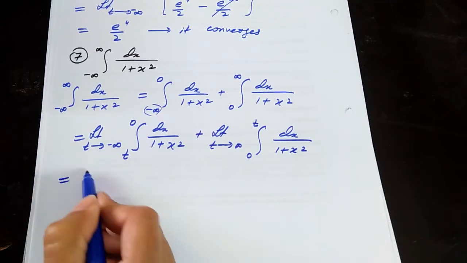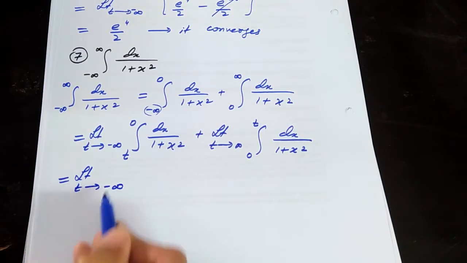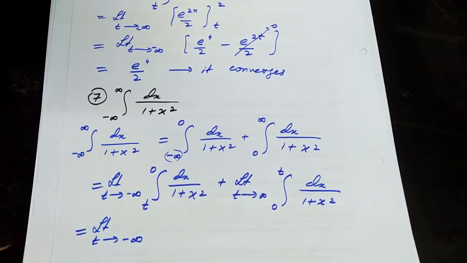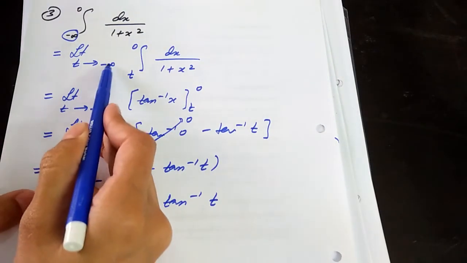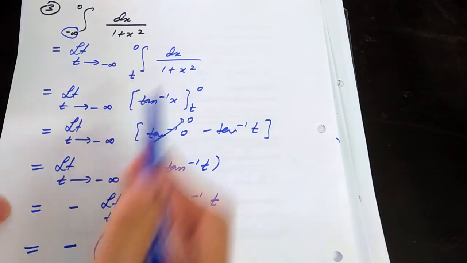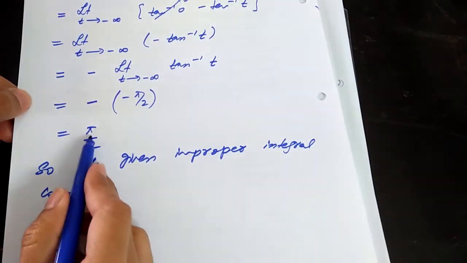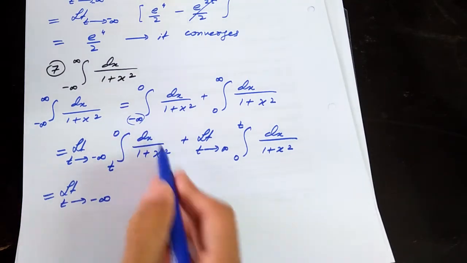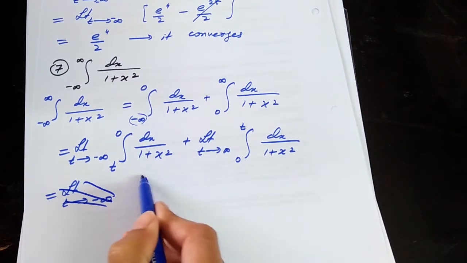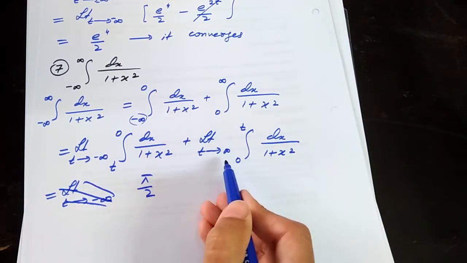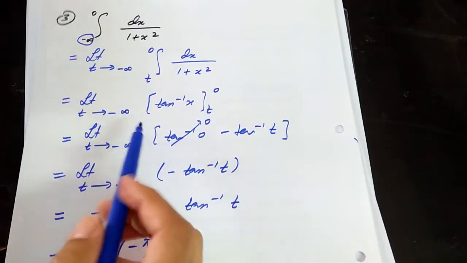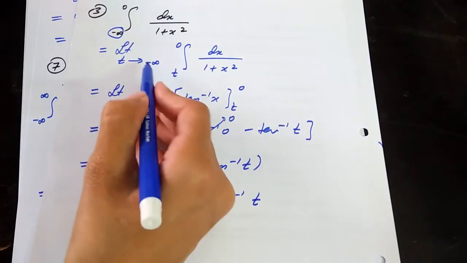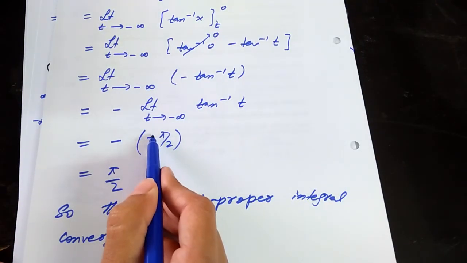So this thing will now become the limit as t approaches negative infinity. You know that we just solved question number 3, that was the limit as t approaches negative infinity from t to 0 of dx over 1 plus x square. This thing gave us the answer pi by 2. So I can replace this whole term with pi by 2. I am replacing the whole answer with this pi by 2. Now I need to solve this one. For that purpose, just use the same method as for question number 3. You will use plus infinity here. So this term will give you plus pi by 2.